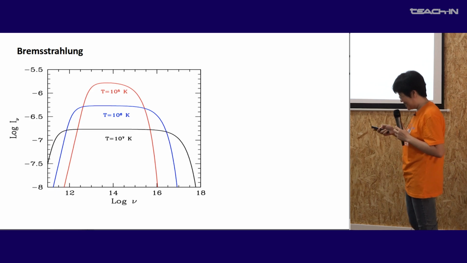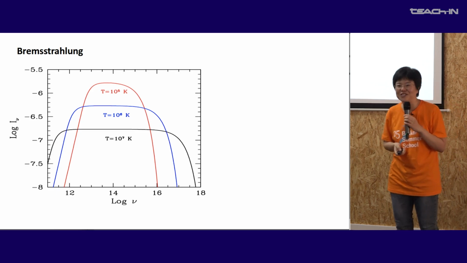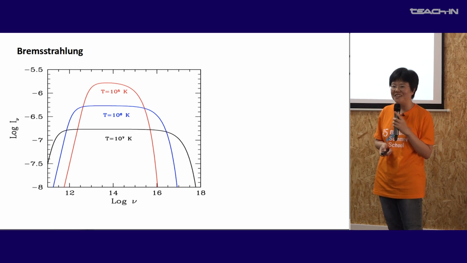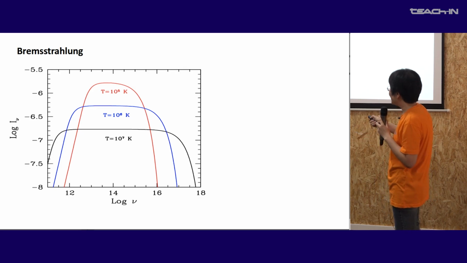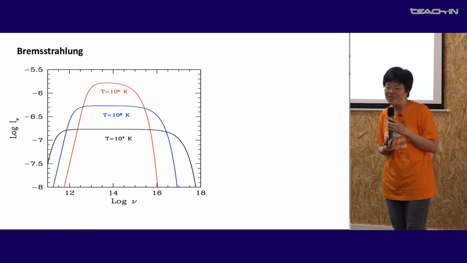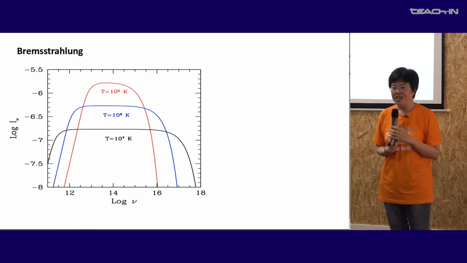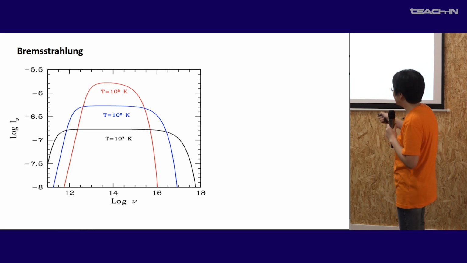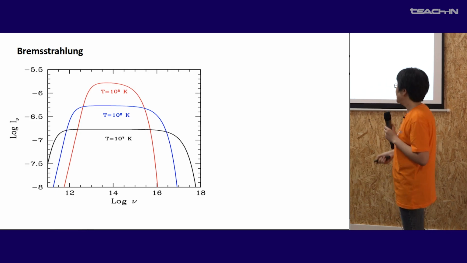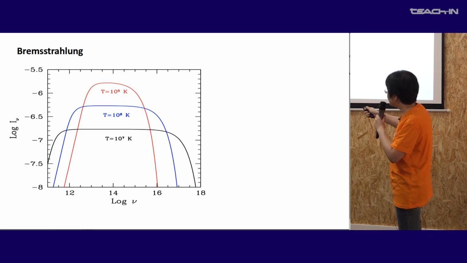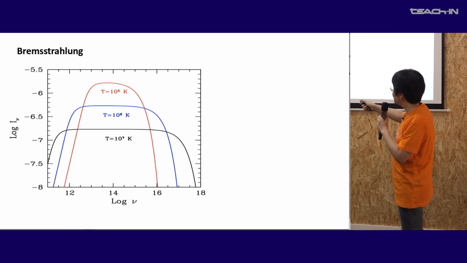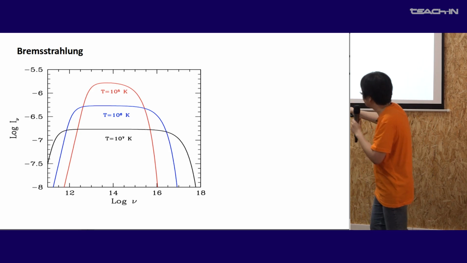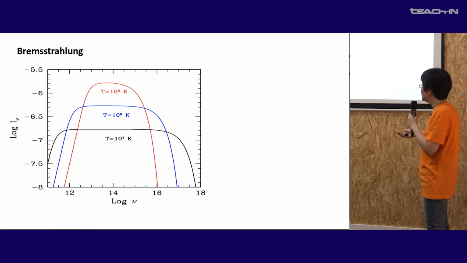That's one of the synchrotron radiation cases, and then we move on to Bremsstrahlung. For Bremsstrahlung, I told you it comes from a very hot plasma, and for different temperatures, it will give you a different spectral shape. For example, from lower to higher, 10 to the 5 up to 10 to the 7 Kelvin.